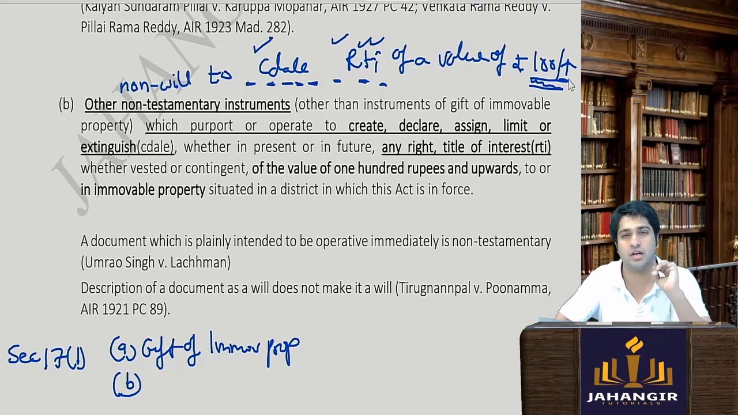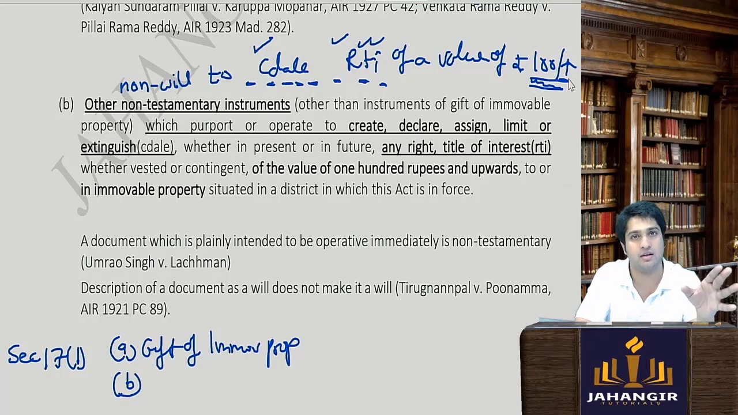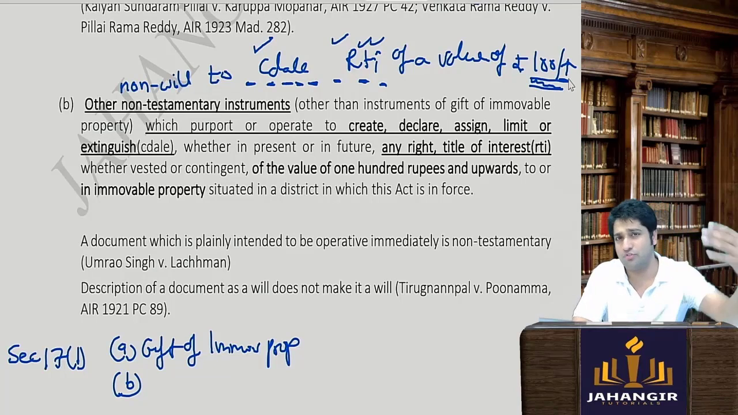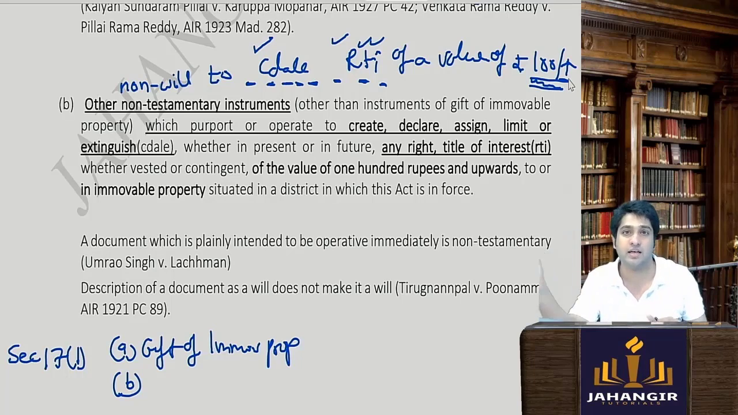Now why is that ₹100 or upwards? Do you know any immovable property जो ₹100 के नीचे है? नहीं तो, but this act was olden times, तो वो ₹100 ही रखा है. Simply meaning that अभी तो सभी immovable property ₹100 के ऊपर है, तो सभी ही properties को register करना जरूरी है. So every other non-will instrument which purport or operate to create, declare, assign, limit or extinguish right, title, interest in an immovable property of ₹100 or upwards.